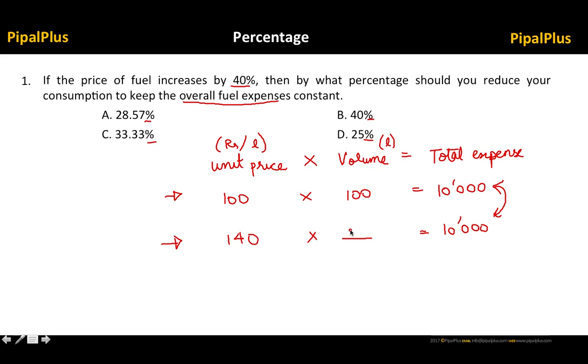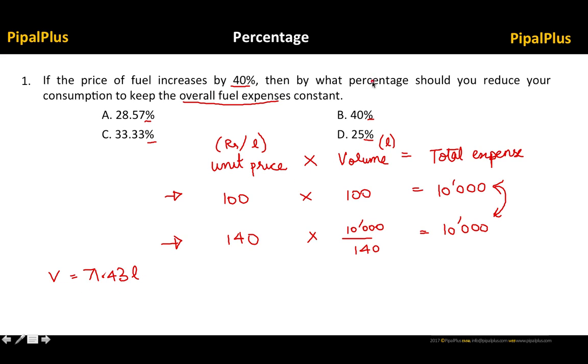This entity should clearly be, because the product of these two is 10,000, 10,000 divided by 140. When I divide 10,000 by 140, I get the new volume equal to 71.43 liters. So if I buy 100 liters at 100 rupees per liter, I incur 10,000 rupees. If I buy 71.43 liters at 140 rupees per liter, I still incur 10,000 rupees. So the new volume is this.